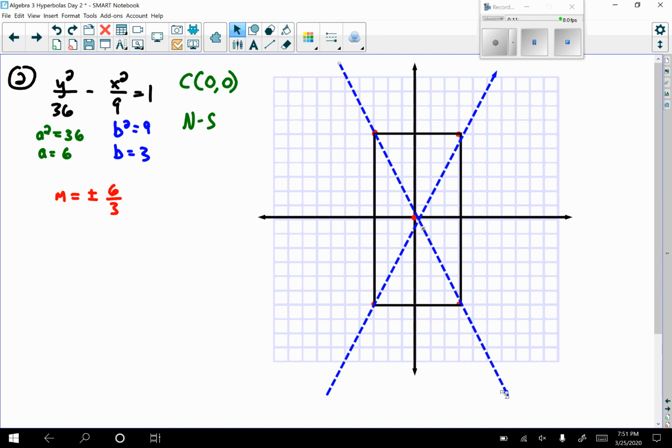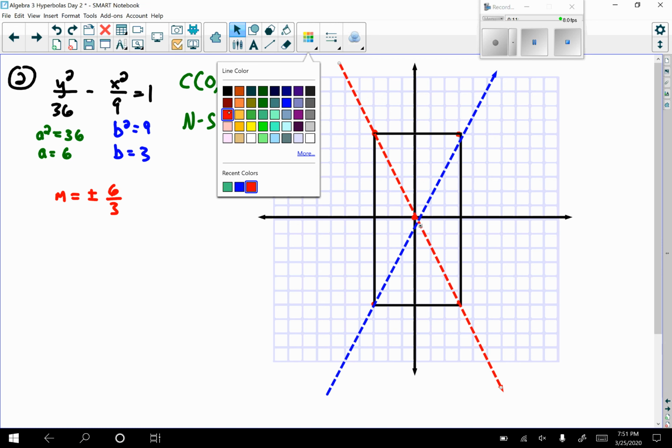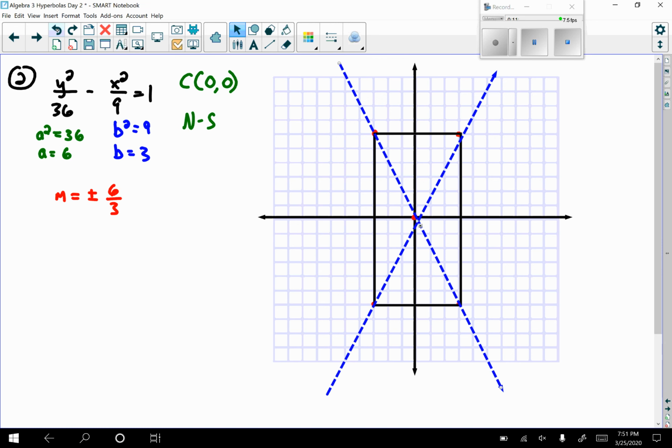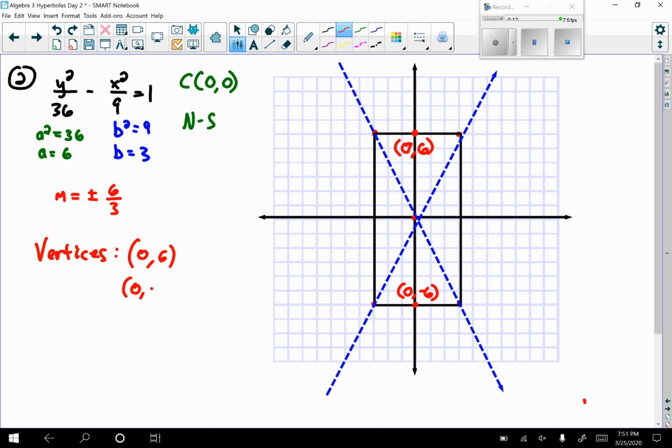All right, so there's our diagonals. Again, because this is a north-south hyperbola, we're going to put our vertices right in the middle of the top of the rectangle and then the bottom of the rectangle. Now these vertices are falling on the y-axis, so they're not tough to figure out the ordered pair form. So down here, we're going to have 0, -6. Up top, we'll have 0, +6. So our vertices are at 0, 6, and 0, -6.